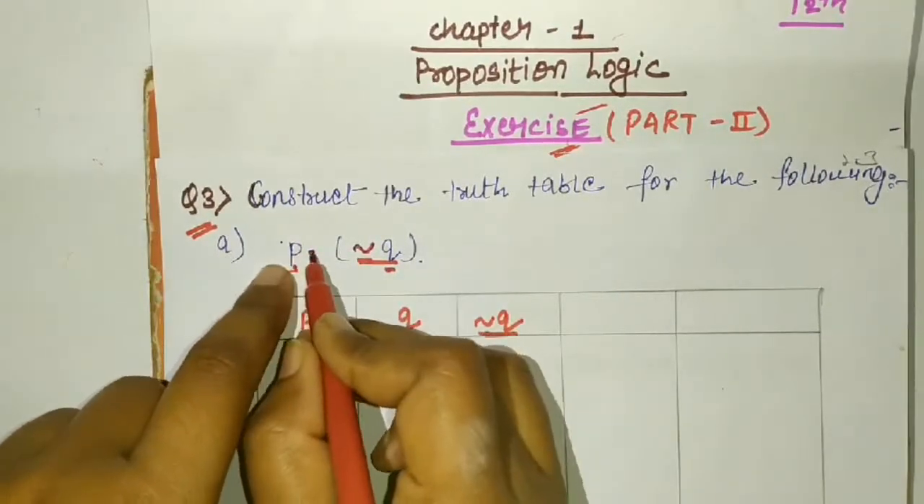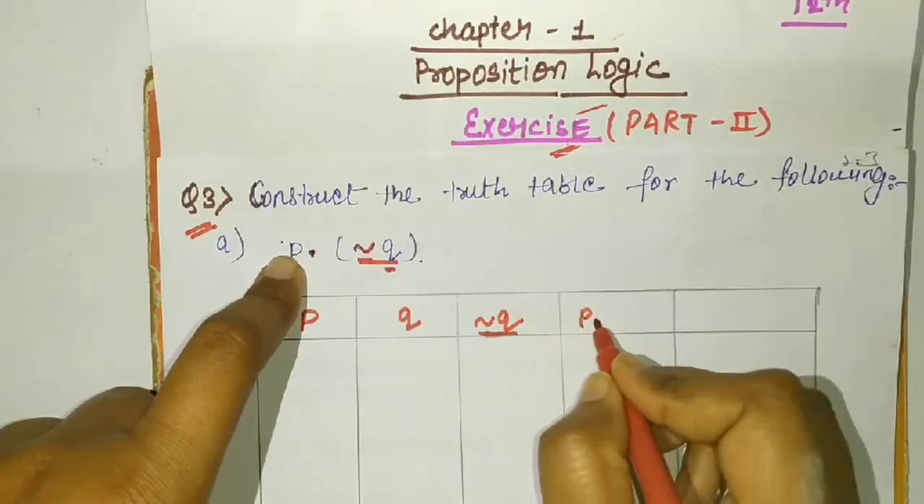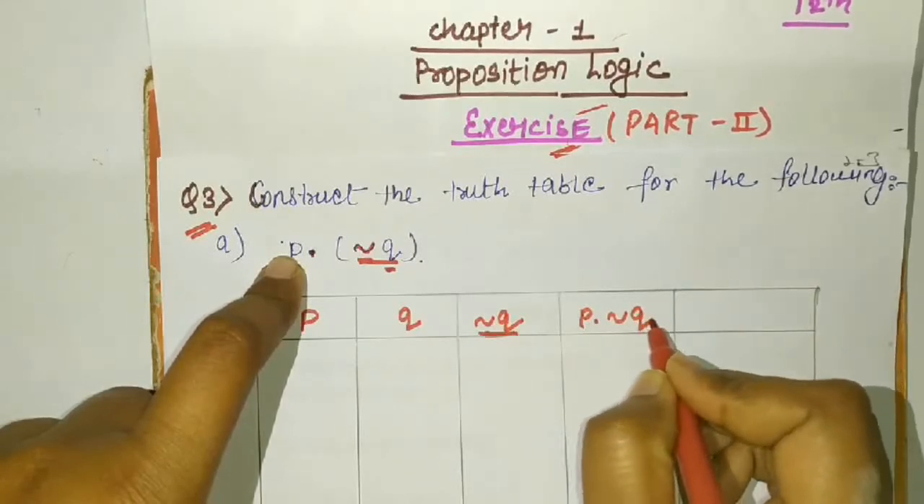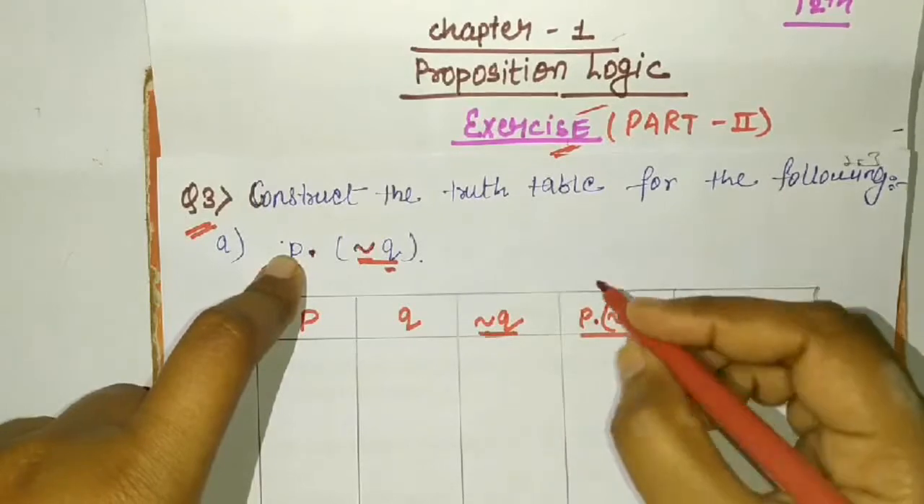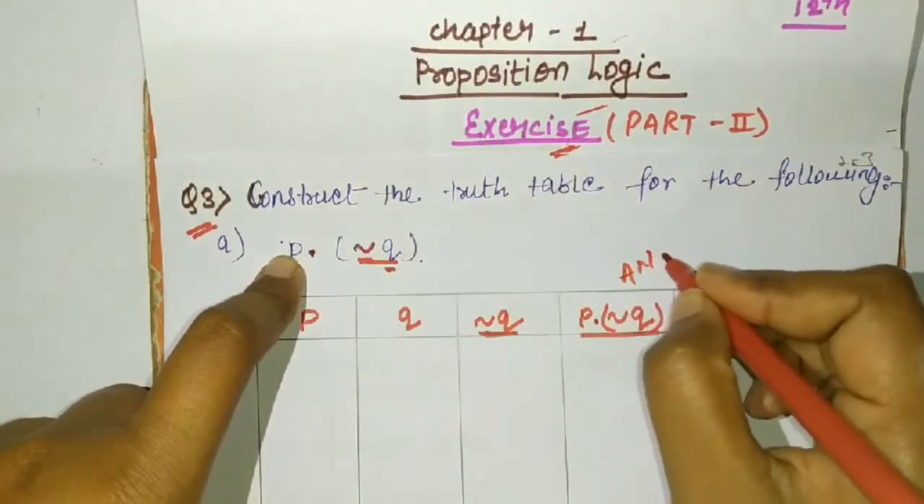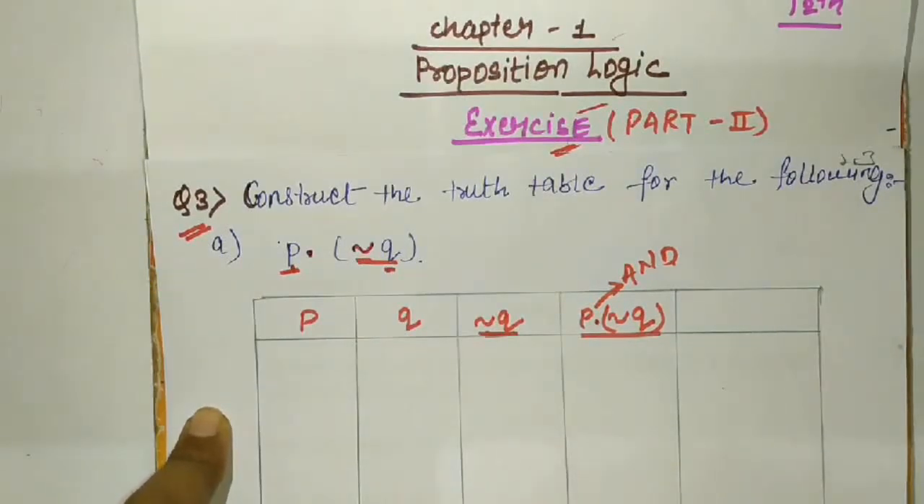So here we have written not Q. Then P into not Q. Not, that means this is an AND operator. So we fill in the values.